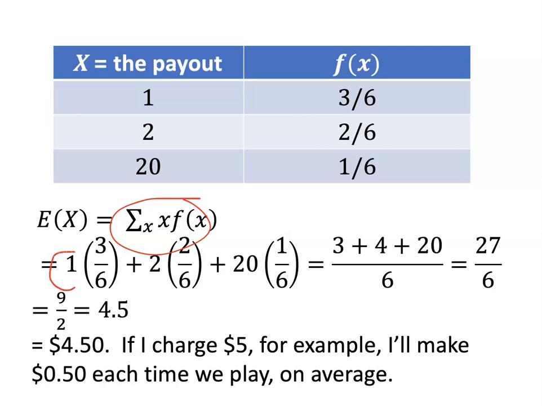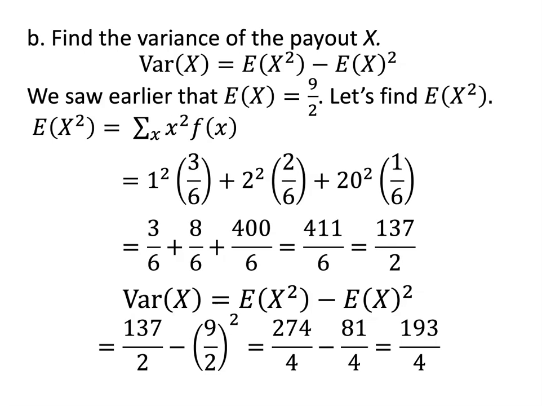So this is one payout, $1. The probability of that payout is 3/6. Another payout is $2. The probability of that is 2/6. And the other payout is $20. The probability of that is 1/6. Add all of that together, and we end up with 27/6, which is 9/2, which is 4.5. Okay, so that would be the expected payout. If I charge $5, for example, I'll make 50 cents each time we play, on average.